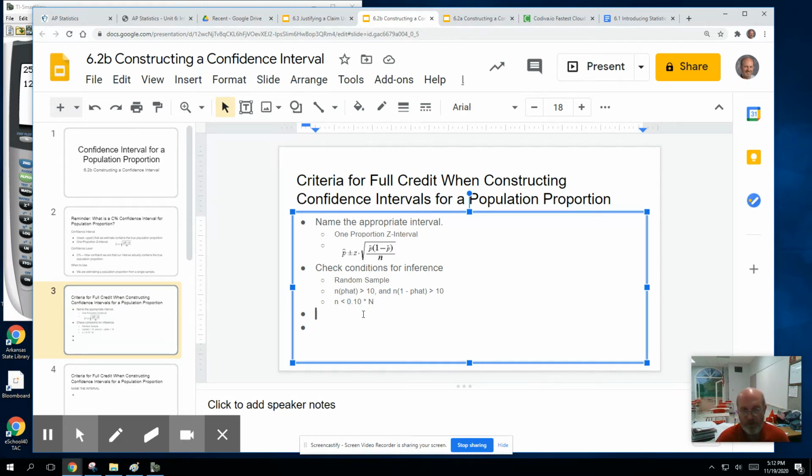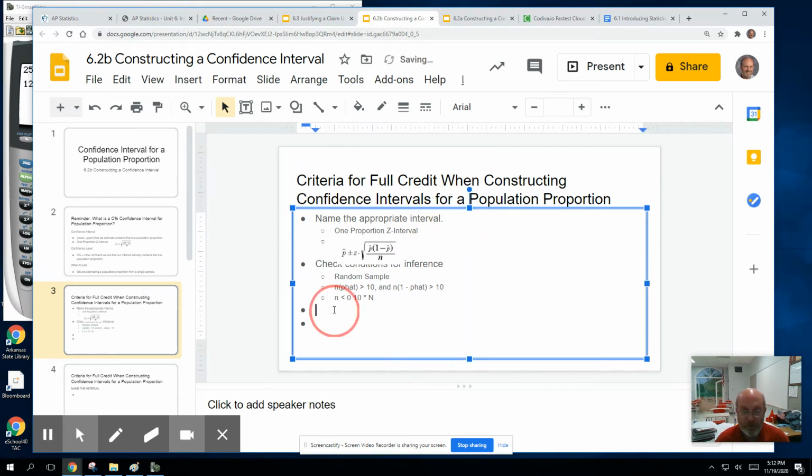And you saw in the last unit how we reference that. We'll do that when we do examples in here. So we have to name the appropriate interval. We have to check conditions for inference. So we have to show work that says we know these things are true. Clearly state them, or you won't get full credit. It's just that simple. Then we're going to perform our calculations.